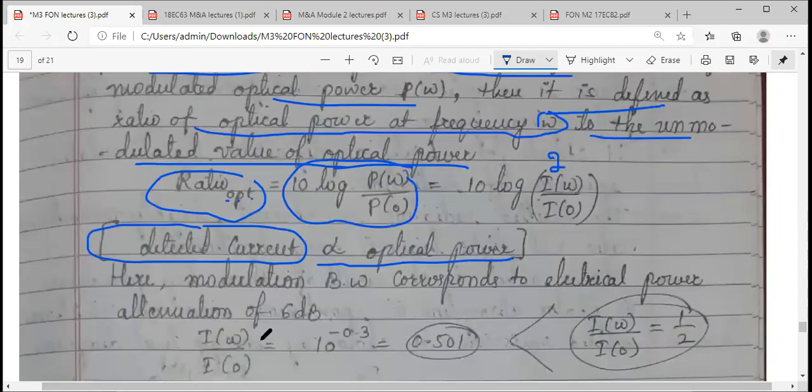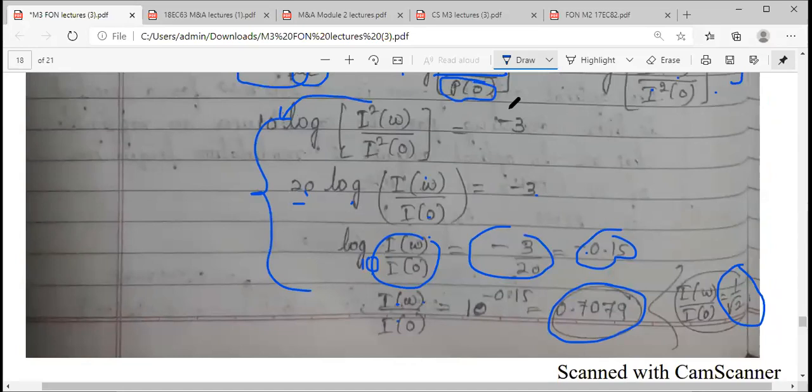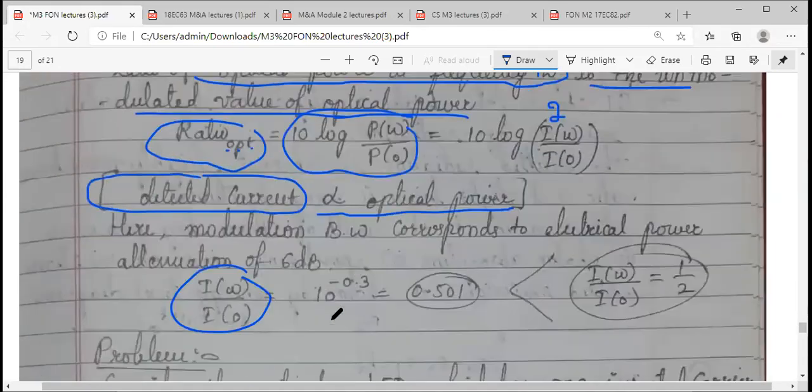So if you go for solving this I by I naught ratio, what change do you have to make here? Similarly, -3 is equal to, this square term will be removed. If the square does not come, then this 20 will not be there, it will become 10 only. So it will be -3 divided by 10, which is -0.3. So instead of -0.15, you will get -0.3. I have not given the details, I'm just giving you here. If you remove the log, 10 raised to -0.3 gives around 0.501, or half.